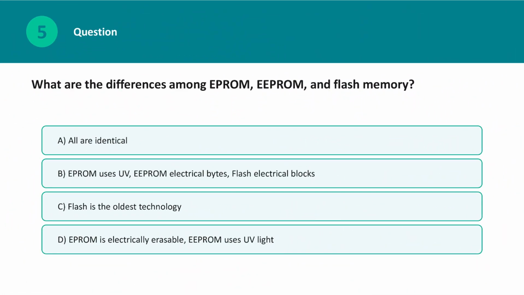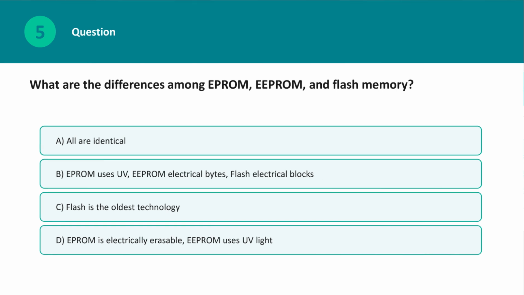What are the differences among EPROM, EEPROM, and flash memory? A. All are identical. B. EPROM uses ultraviolet, EEPROM electrical bytes, flash electrical blocks. C. Flash is the oldest technology. D. EPROM is electrically irreversible. The correct answer is EPROM uses ultraviolet. EEPROM electrical bytes. Flash electrical blocks.